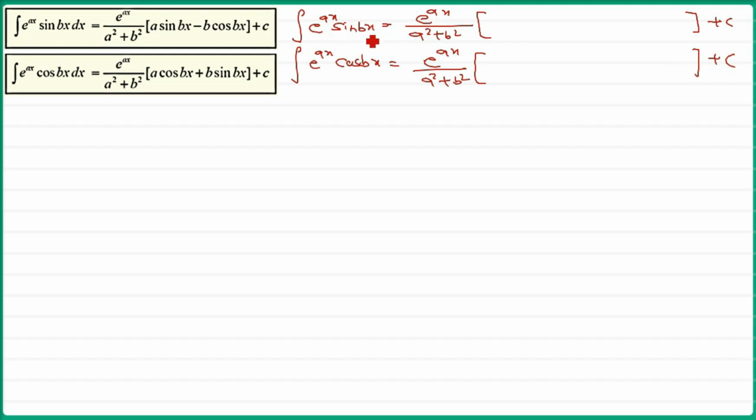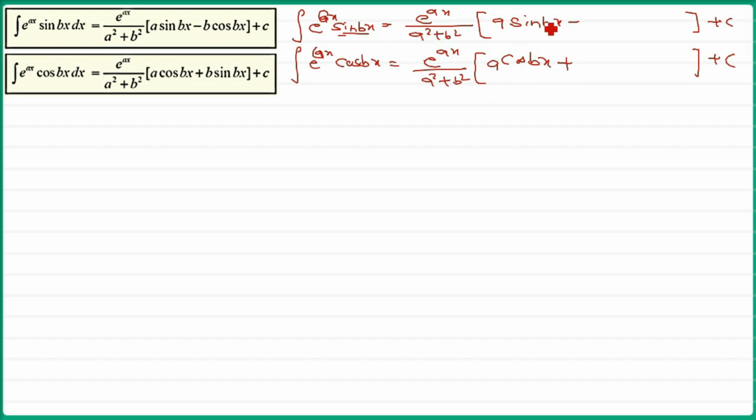Now when we have e raise ax sin bx, just take a and sin bx. So write a, this a and this sin bx. So a sin bx. In the same way, we have a cos bx here. Because it is e raise ax cos bx, take an a and then cos bx. In sin, there will be a negative sign. In cos, it will be a positive sign.